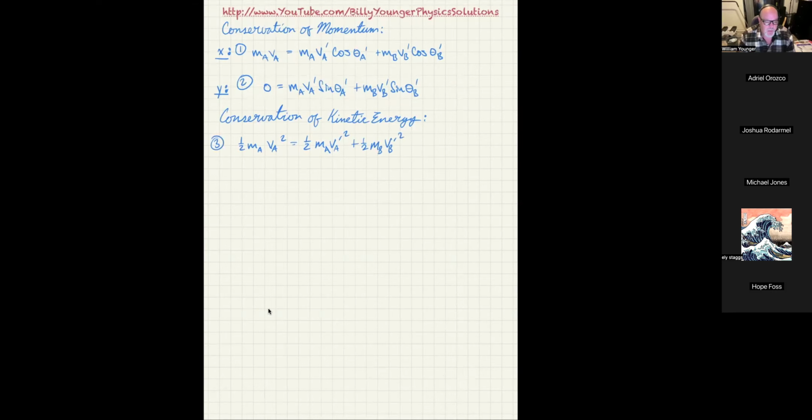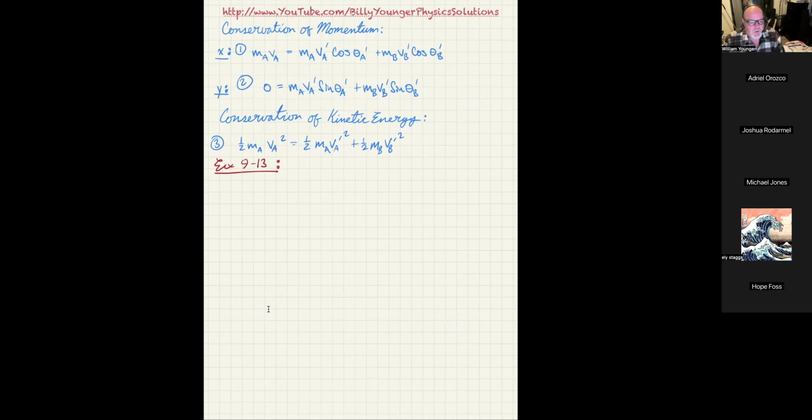Now, how do we go about combining these in a useful way? Well, the best way is to show you via example. So we're going to use these equations in example 9.13 and see how that plays out. So let's say example 9.13. And here it is, proton-proton collision.